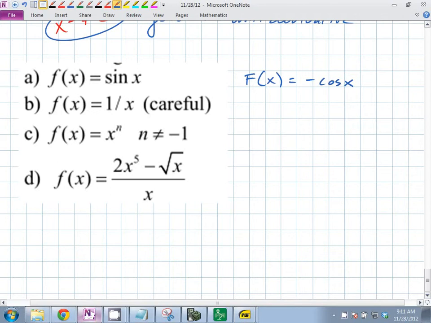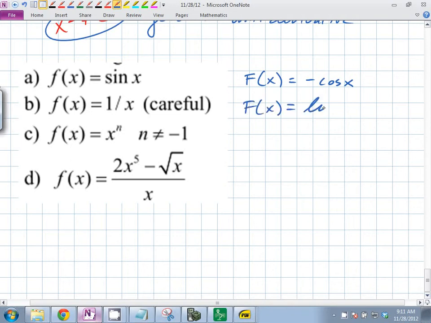What have I told you before? What do you know? You've done this before. You know the derivative of ln x is what? 1 over x. So the antiderivative of 1 over x is what? It is ln x. You said it right. F of x is equal to ln x.